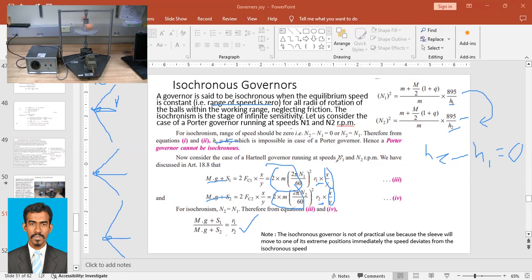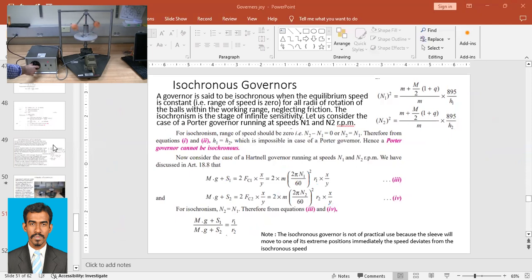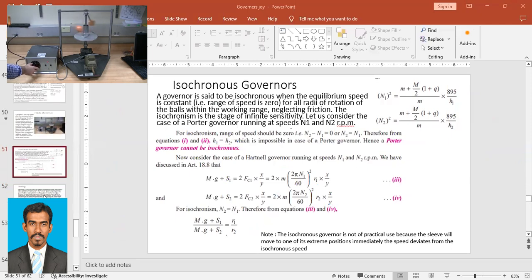This is why the Porter governor is not an isochronous governor, but the Hartnell governor is an isochronous governor. You can check the other types of governors also. What you have to do is put the formula for a speed N1 and another speed N2, and check whether you can bring it down to the condition N1 minus N2 is equal to 0. If you can find such an equation, then that's an isochronous governor. If you cannot obtain such an equation, then that is not an isochronous governor. So this is all about isochronous governors.